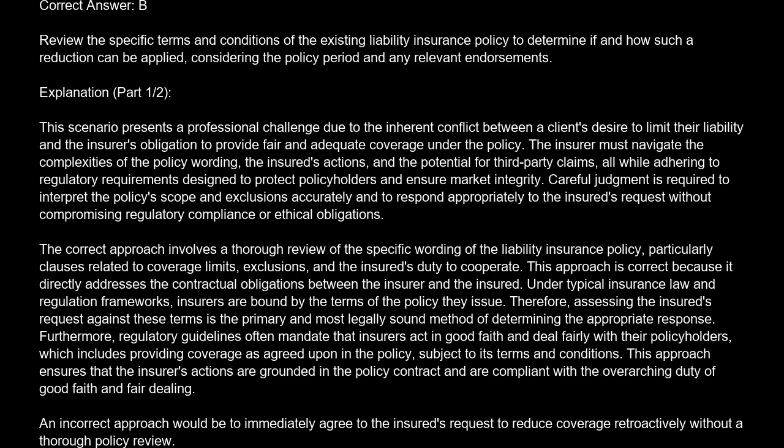An incorrect approach would be to immediately agree to the insured's request to reduce coverage retroactively without a thorough policy review. This is incorrect because it disregards the contractual nature of the insurance policy and potentially violates regulatory principles that prohibit insurers from unilaterally altering coverage terms after a policy has been in effect, especially if such alteration would prejudice the insured or third parties.